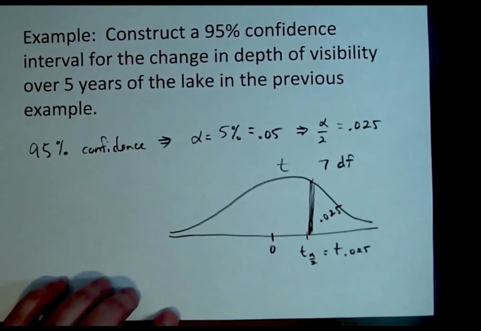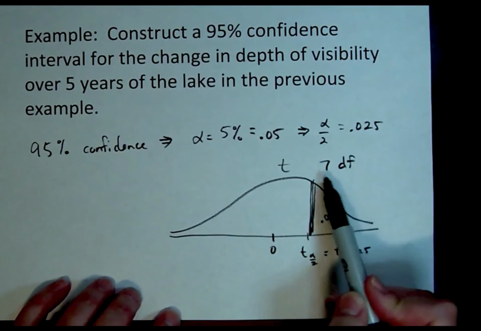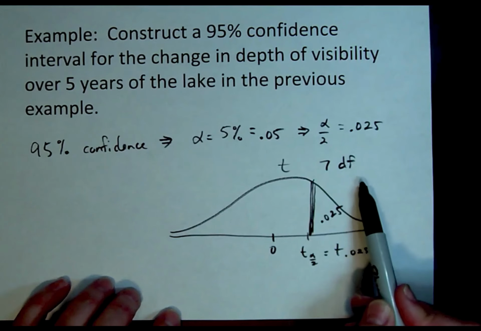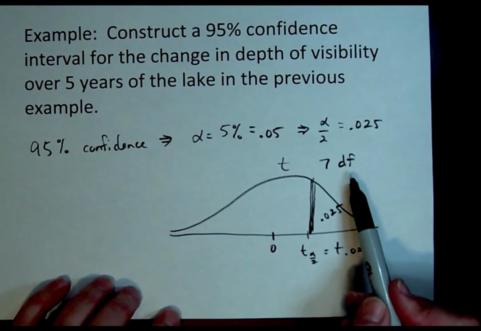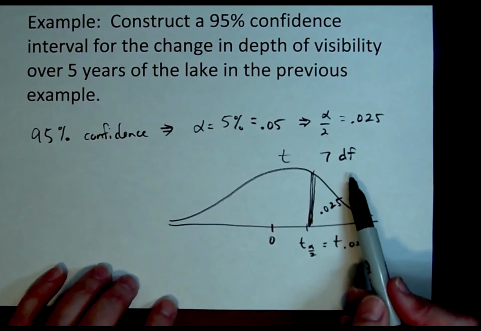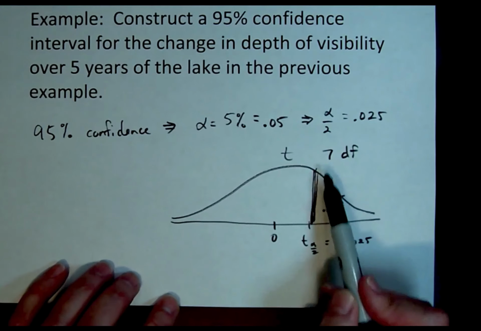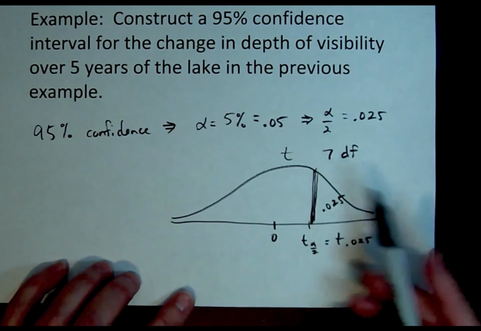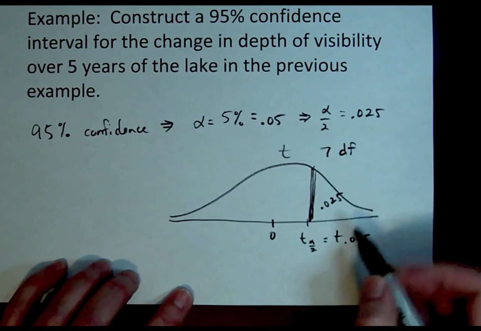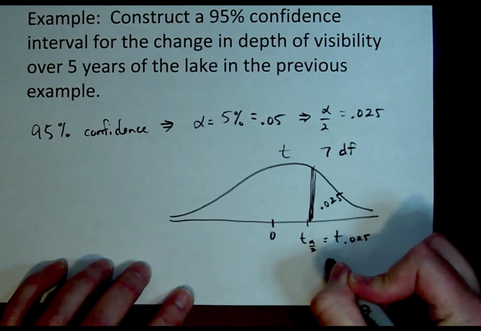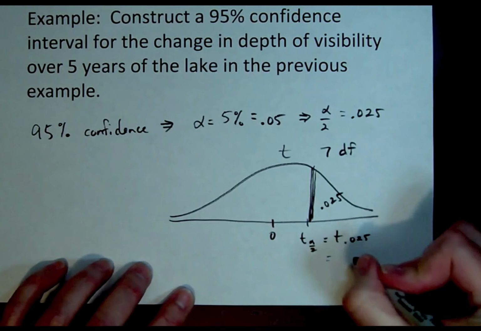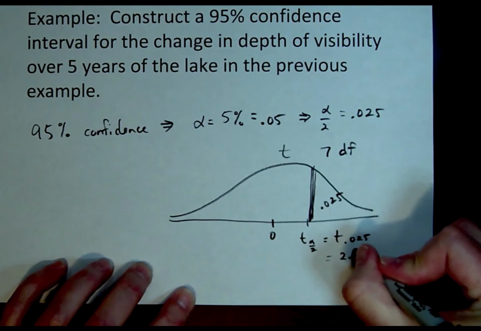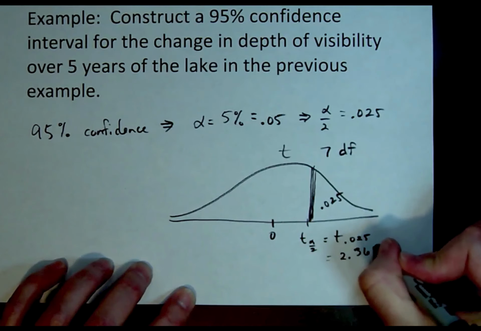So when I look at the table, I'm going to look for the areas. Remember, the areas in the t distribution table are up at the top. So I'm going to look up at the top for 0.025, and then I'm going to go down to the row that has 7 degrees of freedom and read off from there the t value that has that area to the right. And what you see when you do that is 2.365.